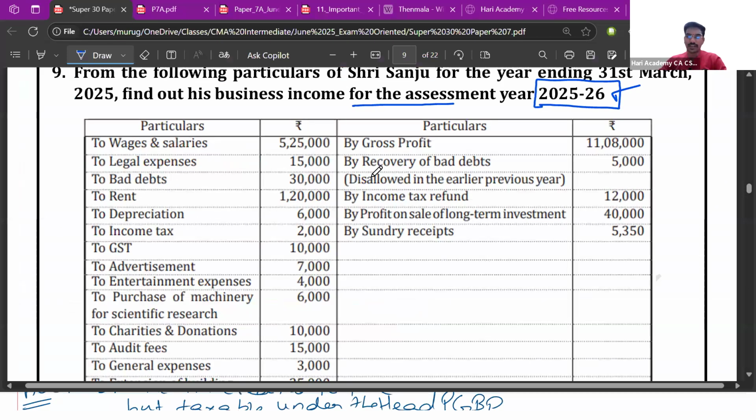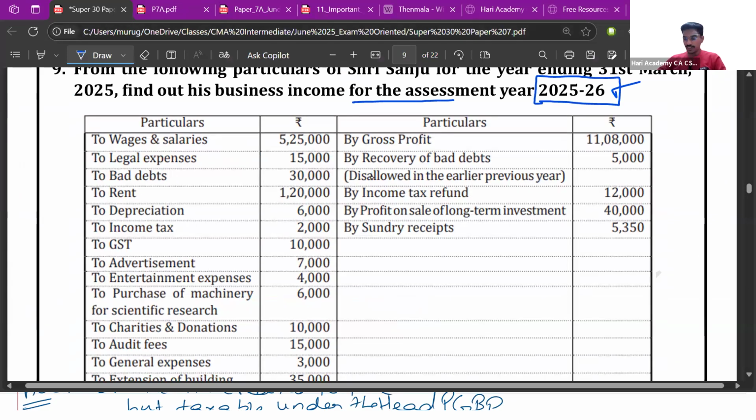So first, let us start from the credit side. First one is gross profit. For gross profit, we do not have any problem. This can be taken as such. Second is recovery of bad debts, which was disallowed in the earlier previous year.